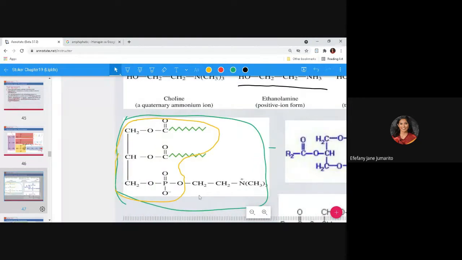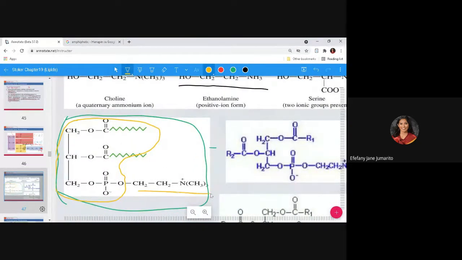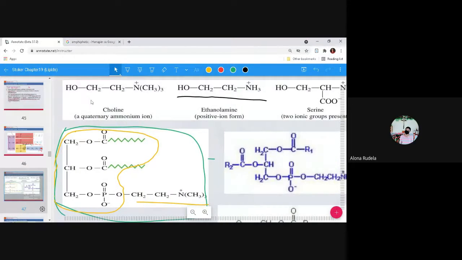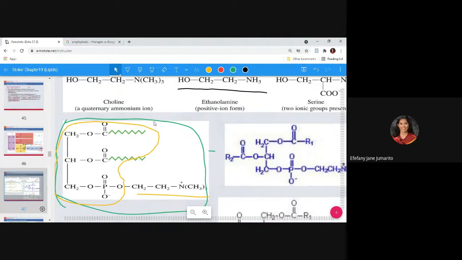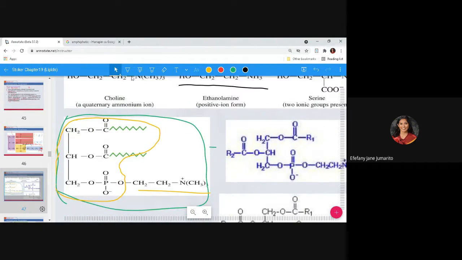Okay, this is your phosphatidyl. Then, what about this one? It's choline, ma'am. Okay, so choline. So the whole thing is what? Ernie. Phosphatidylcholine, ma'am. Okay, phosphatidylcholine. All right, just take note of the difference.